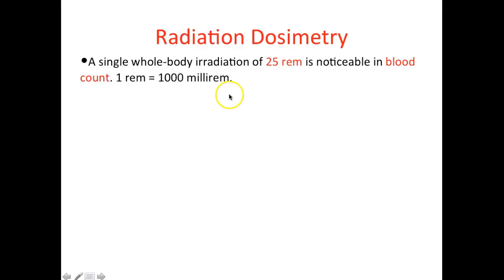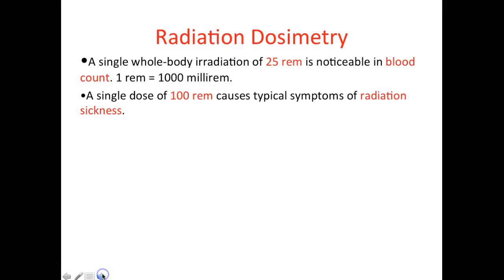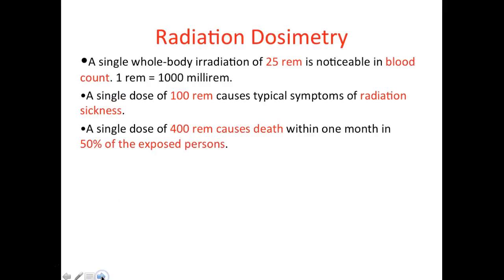A single whole body radiation of 25 rem will lead to a lowering of the white blood cell count. One rem is 1,000 millirem, which we've already talked about. A single dose of 100 rem causes radiation sickness like nausea, vomiting, hair fallout, and so on.